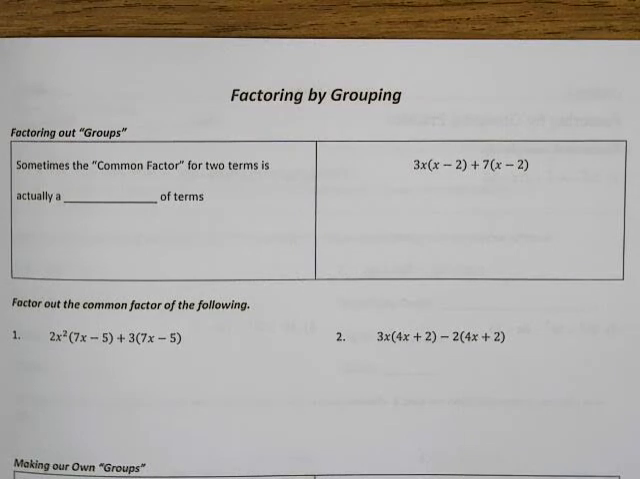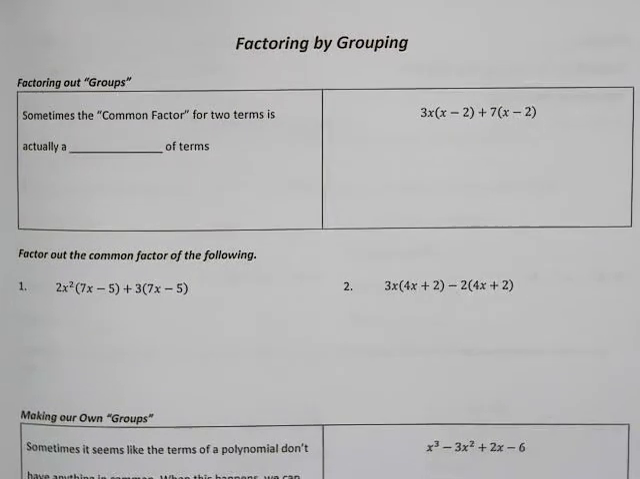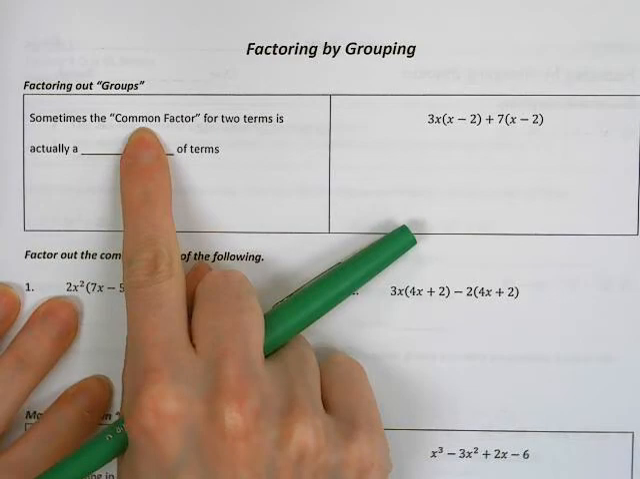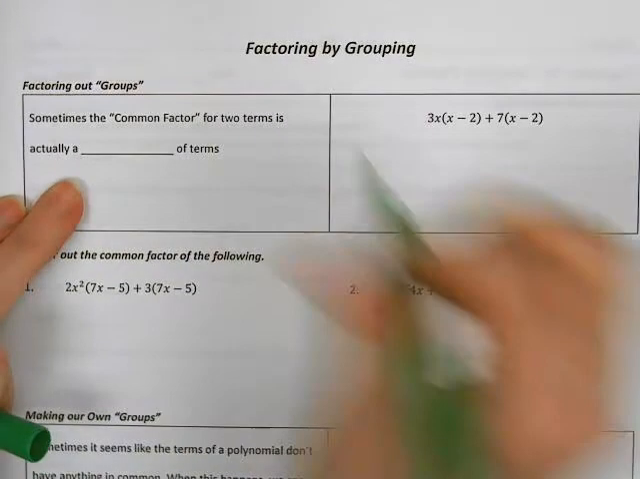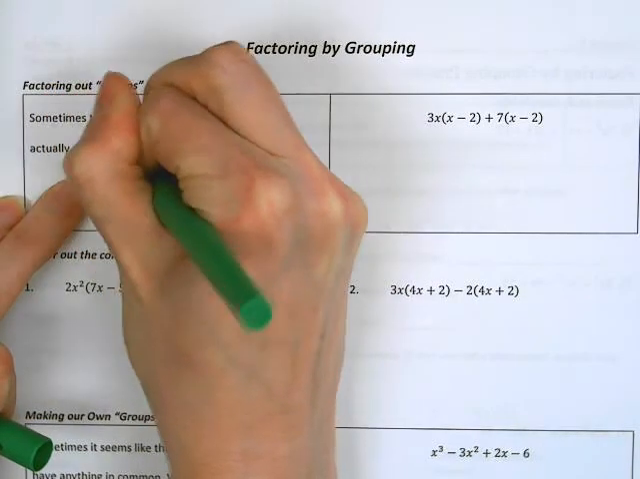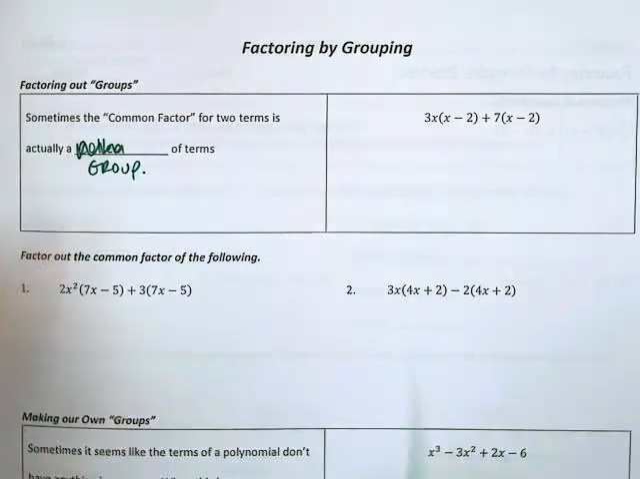Okay, so you guys have mastered factoring out the greatest common factor. Today we're going to use that skill to do something called factor by grouping. Sometimes the greatest common factor is actually a group of terms.